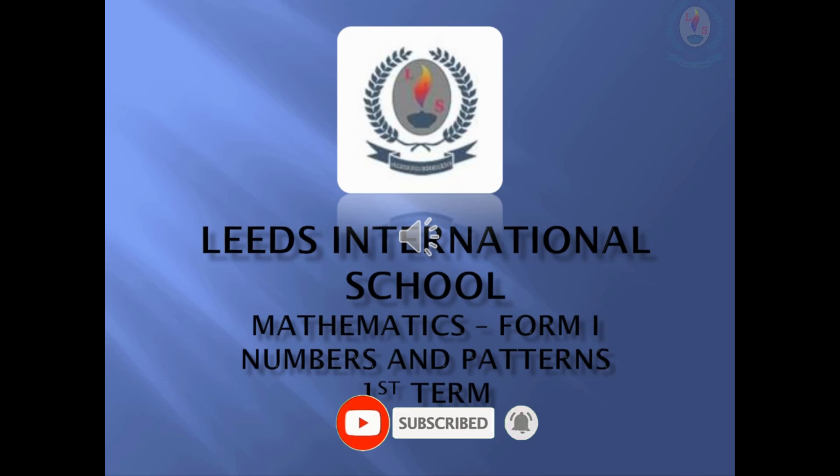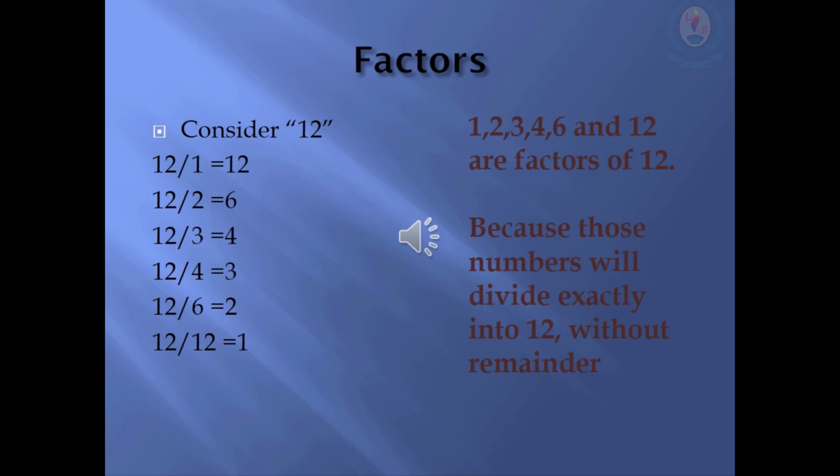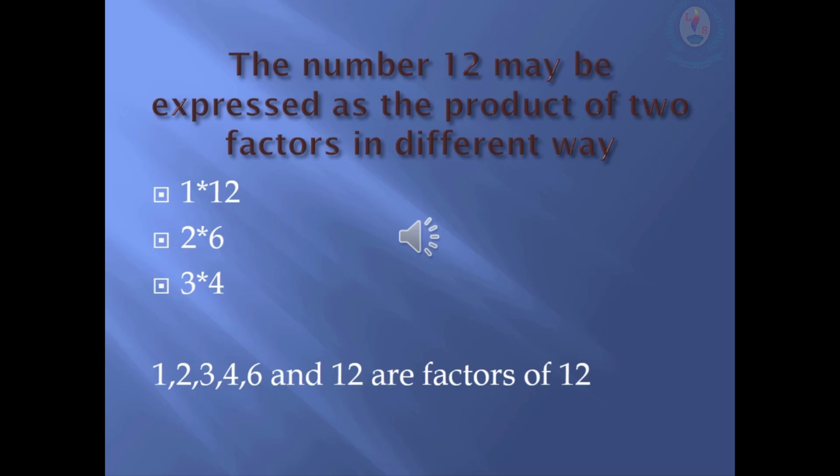Numbers and patterns. Now we are going to identify factors. Consider the number 12. 12 we can divide using different kinds of numbers. 1, 2, 3, 4, 6 and 12 are factors of 12 because those numbers will divide exactly into 12 without a remainder. The number 12 may be expressed as the product of two factors in different ways.